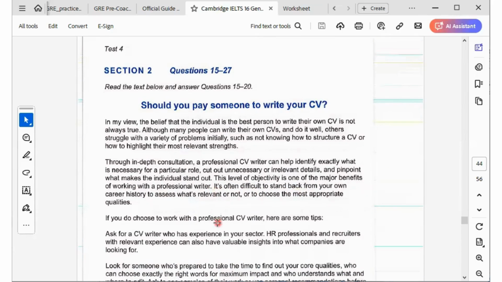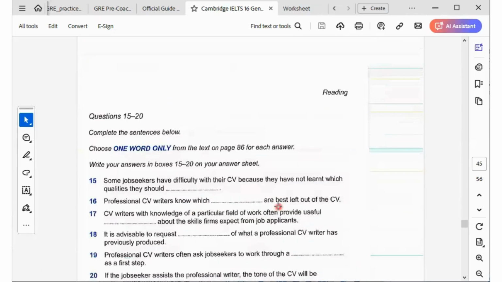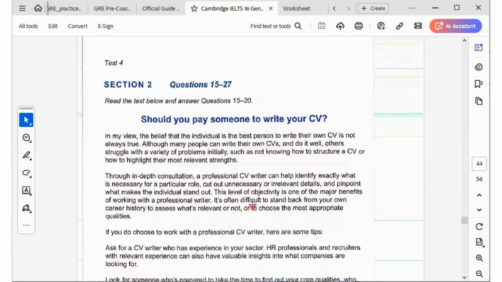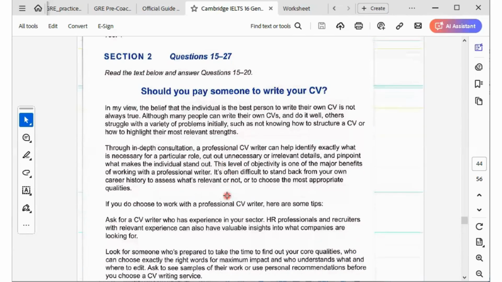Okay, let me move on. I'm looking for this thing about knowledge of a particular field. That's what I'm looking for. I have not seen it here. Knowledge of a particular field is not in this paragraph. Let me check the next one. If you choose to work with a professional CV writer, ask for a CV writer who has experience in your sector. Can you see? In your sector. That's it. Knowledge of a particular field. That's the paraphrase.